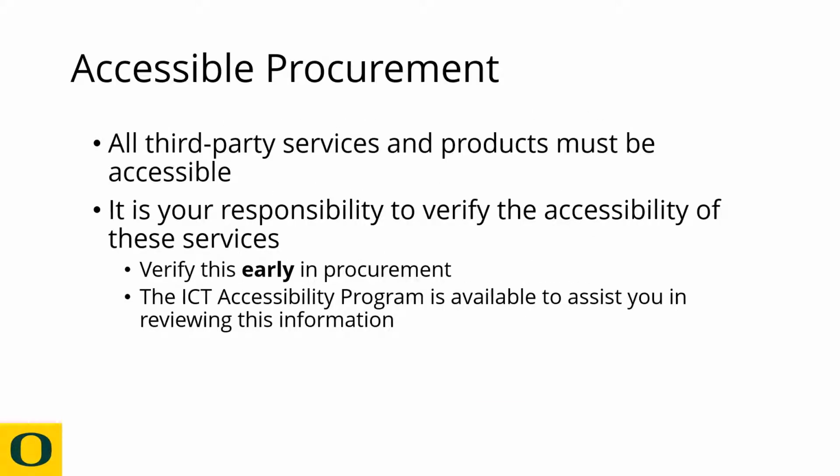First, the requirements for procurement. All services and products that we purchase from vendors must be accessible, meaning they can be used by people with disabilities. This is both an official U of O policy and it's also necessary for legal compliance. Each department is responsible for ensuring the accessibility of their own services.